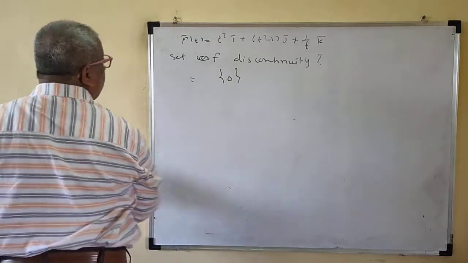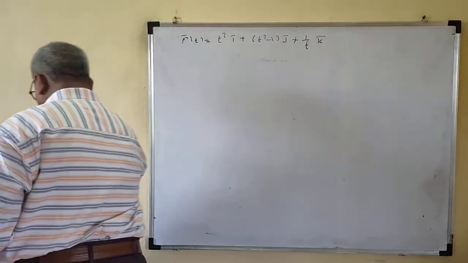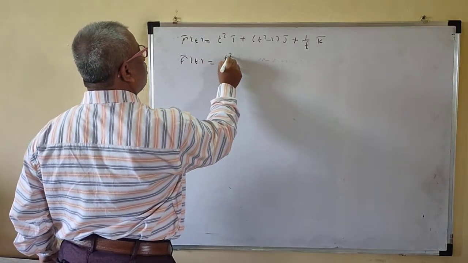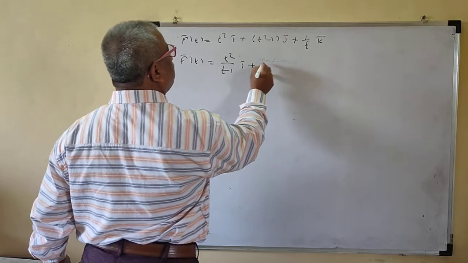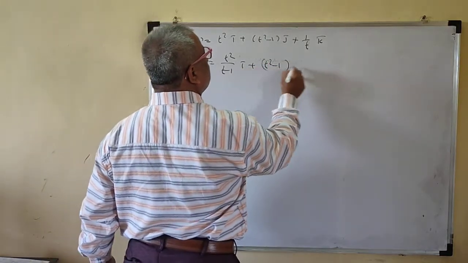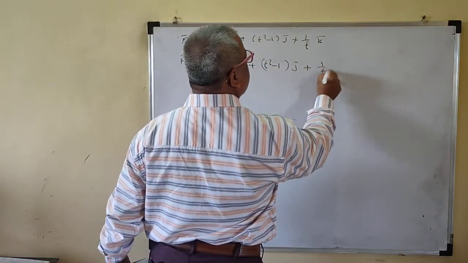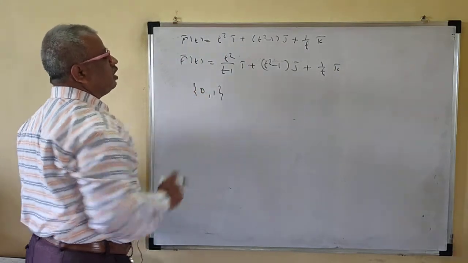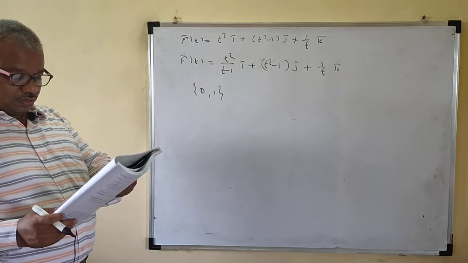Okay, now suppose you have another function, and we want the set of discontinuity. f of t is equal to t square upon t minus 1 I bar plus t square minus 1 j bar plus 1 upon t k bar. So what is the discontinuity? 0, 1 is the set of the discontinuity.